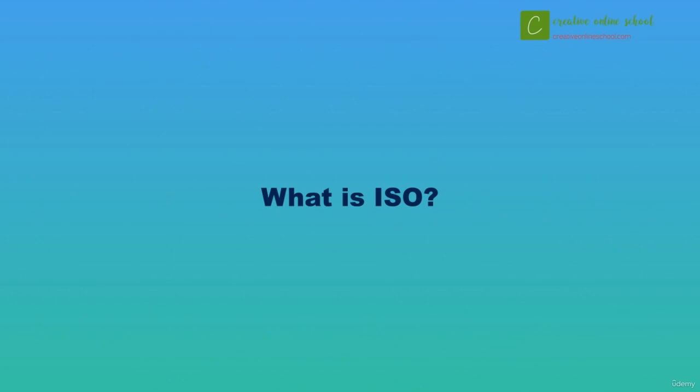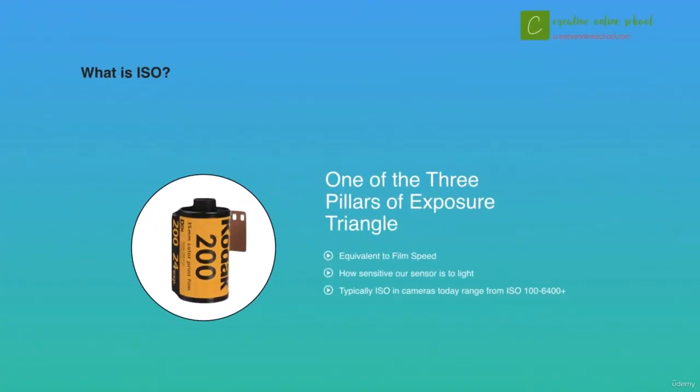This segment is going to be on ISO. So what is ISO? It's one of the 3 pillars of the exposure triangle that we've already talked about. It's basically equivalent to what film speed was if you've ever shot film. It's how sensitive our sensor is to light, and typically ISO in cameras today range from ISO 100 to 6400 or more.